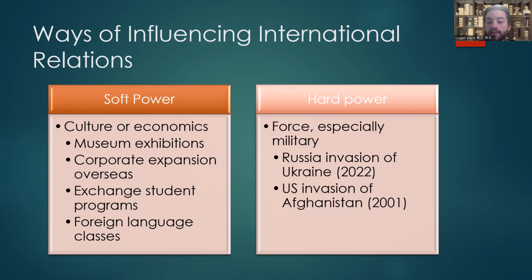And the US invasion of Afghanistan was a reaction or response to 9/11, right? That's also use of hard power. The idea that we're not going to solve this issue through the means of culture or economics, right? This kind of diplomacy, we've got to get in there and use force. So that's hard power, okay? So it's kind of thinking about these two different ways of trying to influence two nations' relationship.